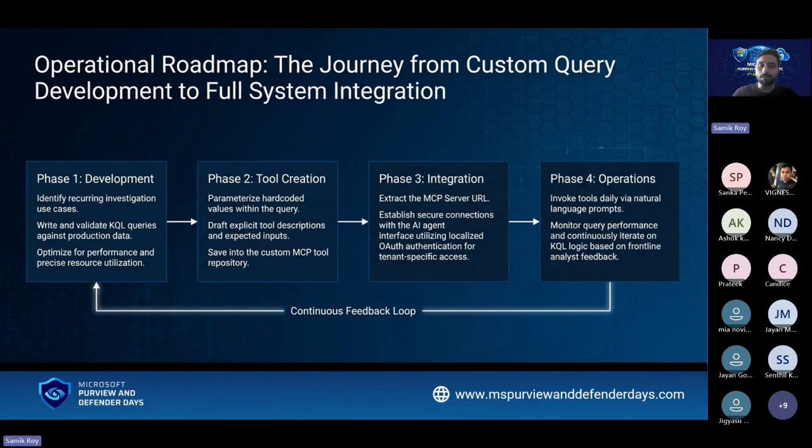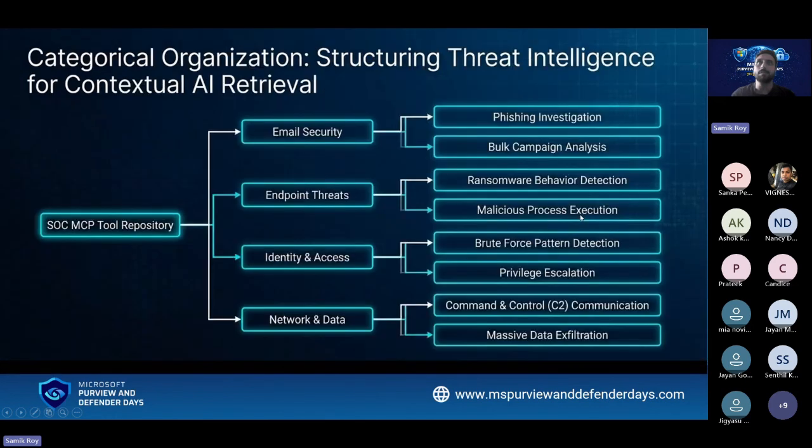So that was the way we are trying to develop the process of writing a tool in an MCP server and calling that an operation, making it into operations. And that's a 4-step process. And obviously there's a continuous feedback loop. Now let's take a look at the structure of it, how it's going to look.